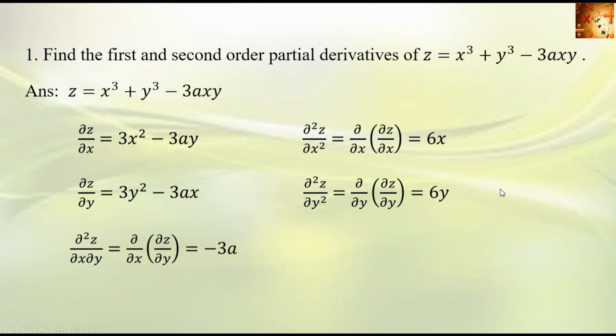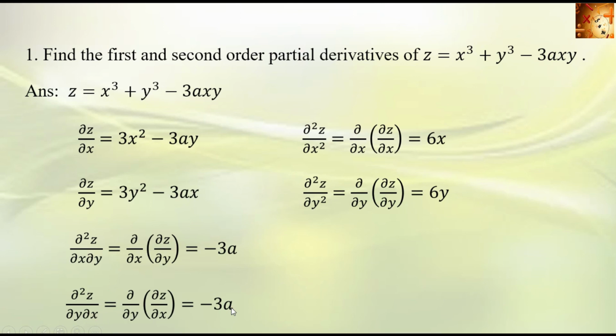Then ∂²z/∂x∂y, which means ∂/∂x of ∂z/∂y, is equal to minus 3a. Similarly, we can find ∂²z/∂y∂x. That is ∂/∂y of ∂z/∂x. So ∂z/∂x is 3x square minus 3ay. Again differentiating with respect to y, the answer is minus 3a.